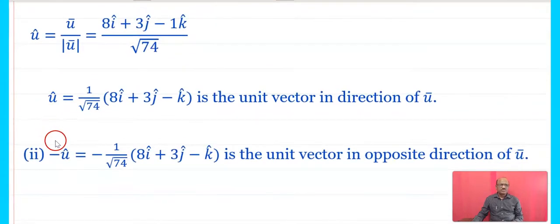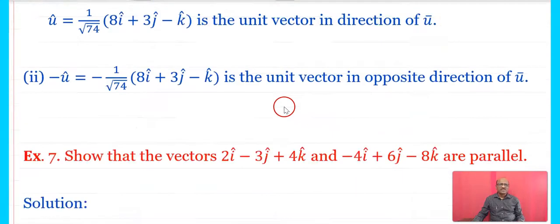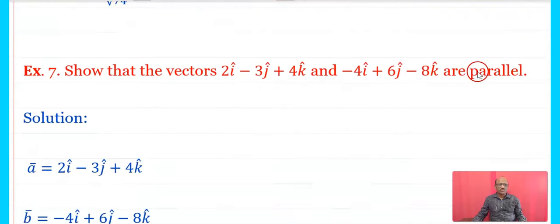And hence u cap is equal to 1 upon root of 74 in bracket 8i cap plus 3j cap minus k cap is a unit vector in the direction of u bar. And next, in the opposite direction, it has the negative sign. Minus u cap is equal to minus 1 upon root of 74 in bracket 8i cap plus 3j cap minus k cap is a unit vector in the opposite direction of u bar.